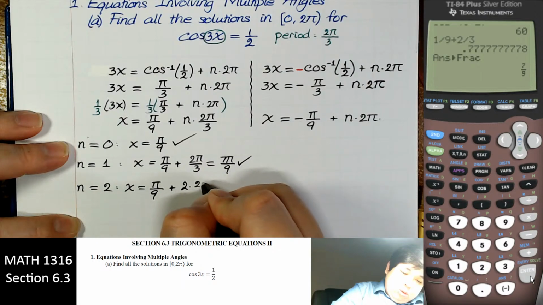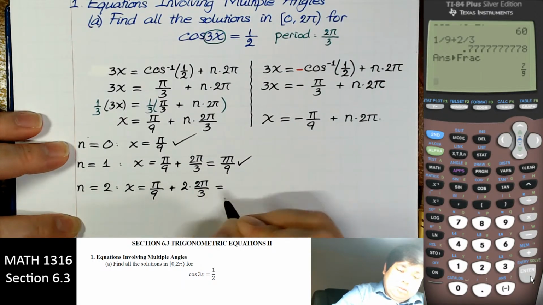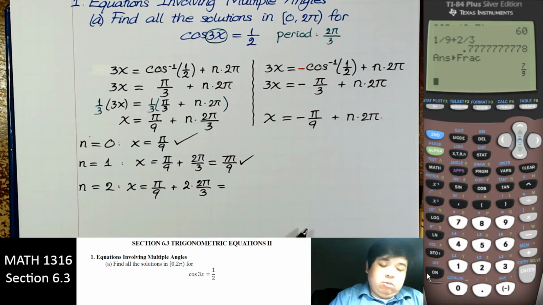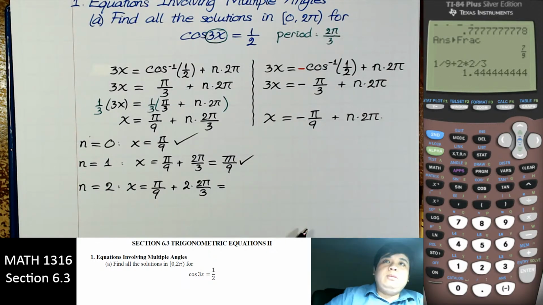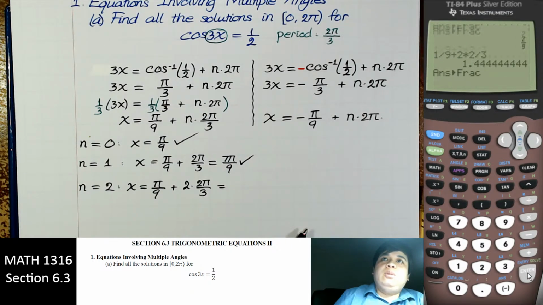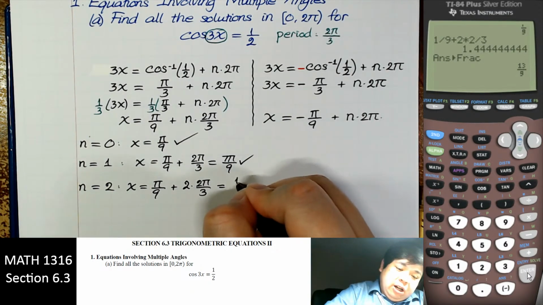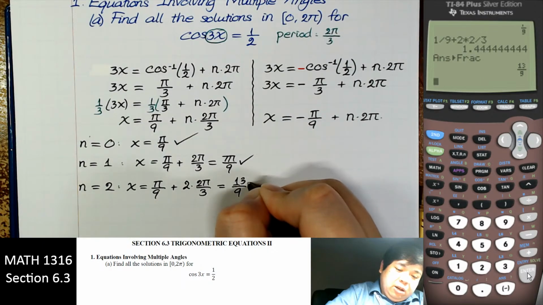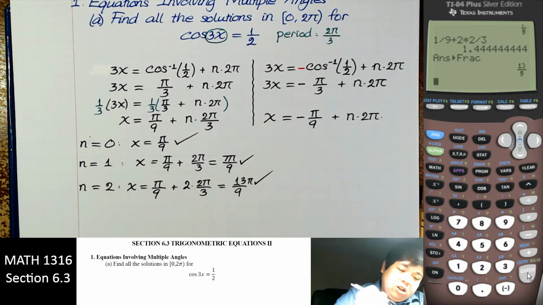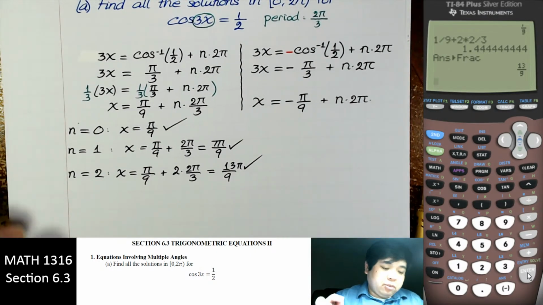Two times 2 pi over 3. What is 1 over 9 plus 2 times 2 over 3? And that's still between 0 and 2, right? 0 and 2 pi, that is 13 over 9. Stick a pi to it. That one's good as well.